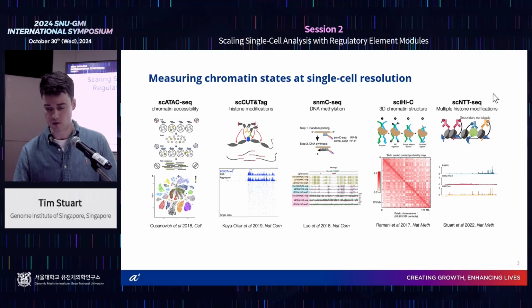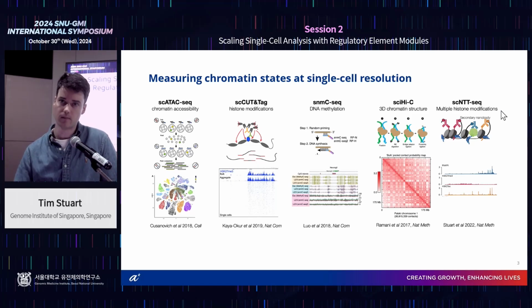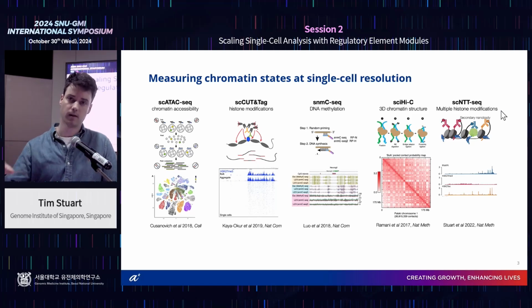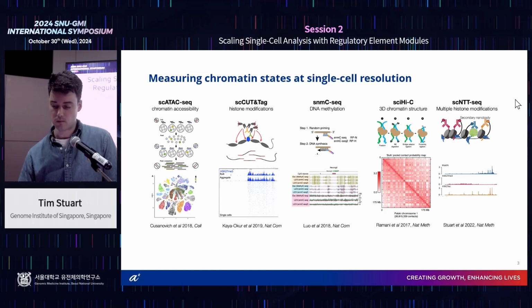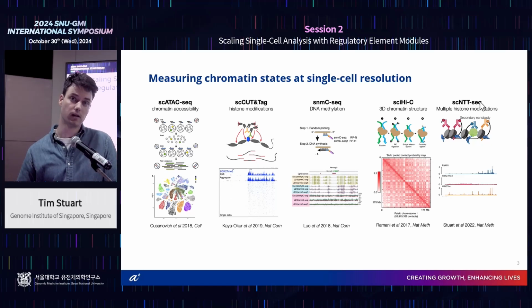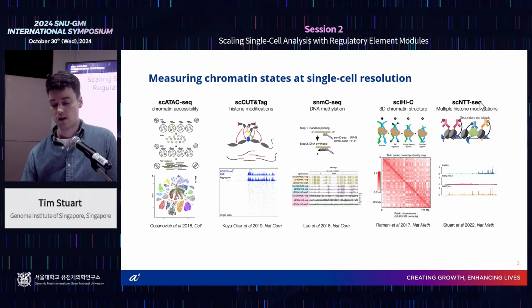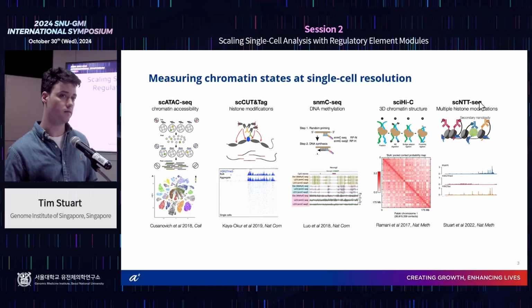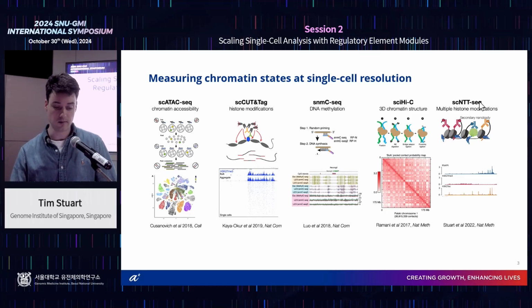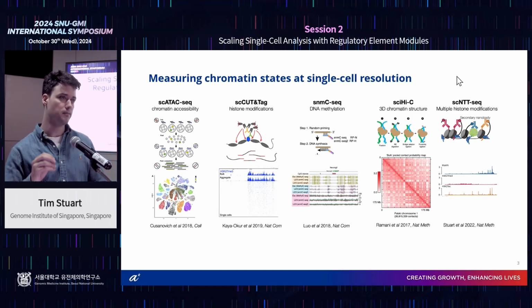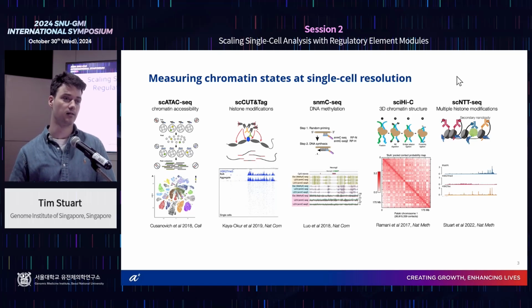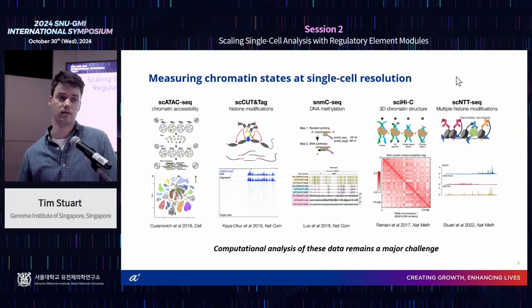More recently, other methods have been developed that enable you to measure not just one aspect of chromatin state, but potentially several. One of these is the method called SC-NTT-seq that we developed a couple of years ago now. This enables you to measure multiple different histone modifications from the same cell. So we have a fairly extensive experimental toolkit now that enables us to measure what the chromatin state is in individual cells. But measuring these states is just the start, right? The computational analysis of these data is still a major challenge.